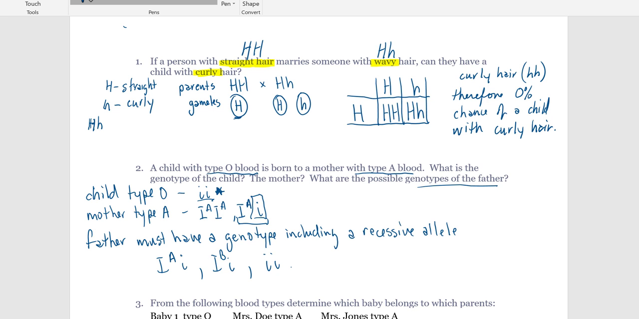What's important in this kind of question is there's no need for a Punnett square, but you would have to offer explanations as to how you're picking the genotypes. So for child type O, you'd have to explain that type O requires two recessive alleles, right? And then again, you'd have to explain in words that mom, if she's type A, has to have the A allele, but to have a child that's type O, she must also possess a recessive allele. So you'd have to indicate that.